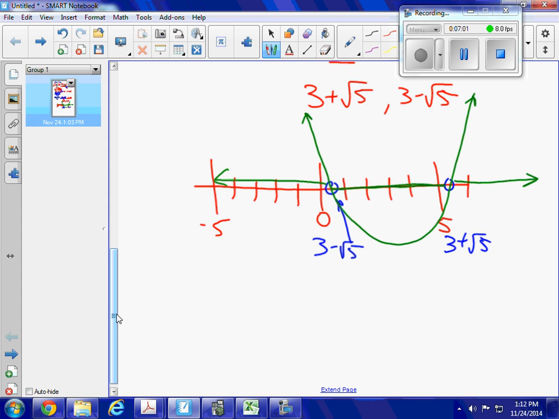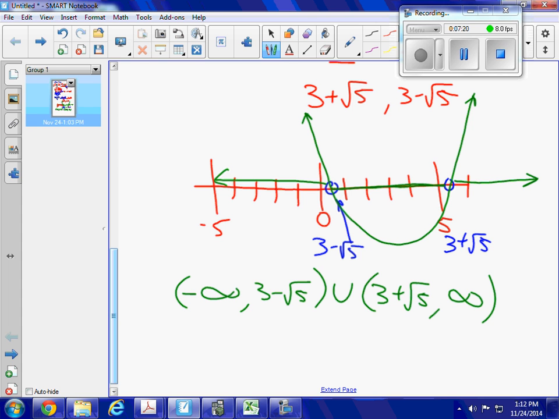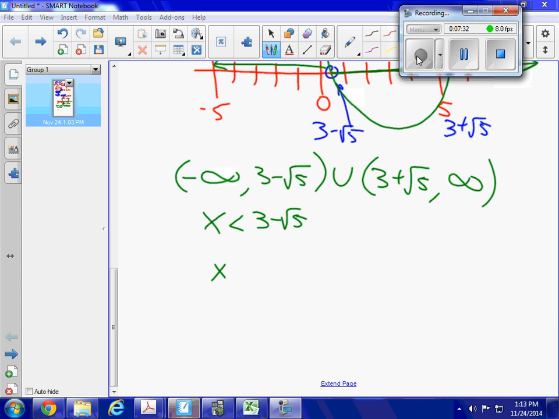I can either leave it as this diagram for right now, or write it in interval notation: negative infinity to 3 minus the square root of 5, united with the interval 3 plus the square root of 5 to infinity. If I'm not comfortable with interval notation, I can always say x is less than 3 minus the square root of 5, or x is greater than 3 plus the square root of 5.